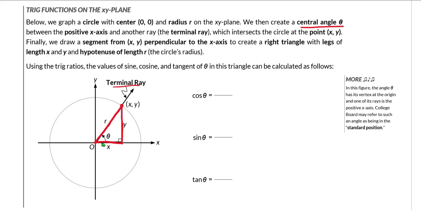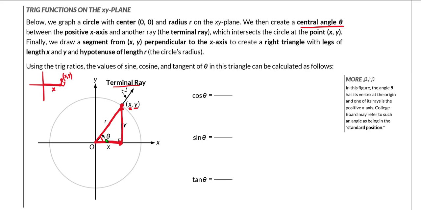We actually know that the lengths of the legs are going to be x and y because we have called the point at which the terminal ray hits the circle, we've called that point xy. When we have this point xy, we know that the distance to the right must be this x coordinate, and the distance up must be this y coordinate. That is true of all points on the xy plane. If I have, let's say, this point over here, to get to that point, I would go right an x value and up a y value, and that point would be x comma y. So again, I have a right triangle now with legs of length x and y, horizontal x, vertical y, and a hypotenuse of length r.